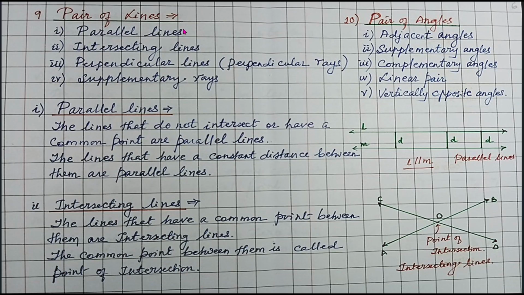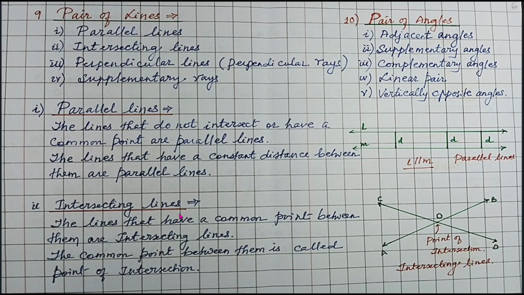Now coming to the pair of lines. Now we have different types of pair of lines. We have got parallel lines, intersecting lines, perpendicular lines and supplementary rays. Now what are parallel lines? The lines that do not intersect or have a common point are parallel lines. The lines that have a constant distance between them are parallel lines. Now here line L and line M do not intersect, they don't have a common point between them, and also the distance between the corresponding points anywhere is a constant, and such lines are called parallel lines.